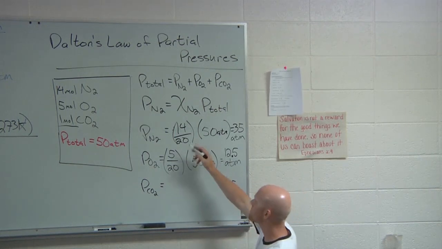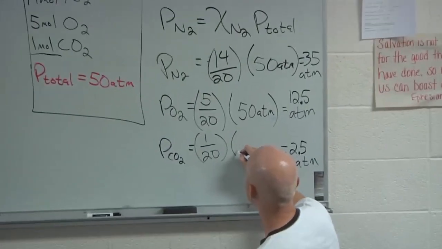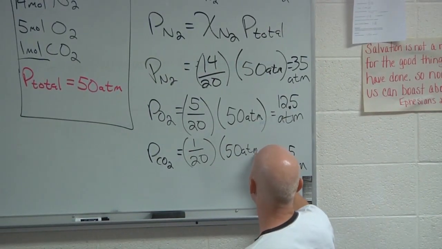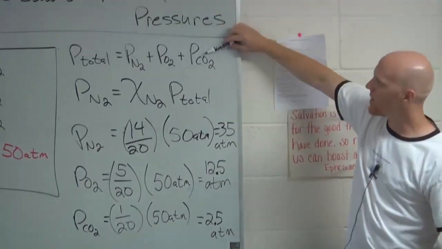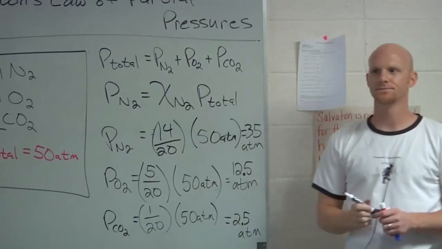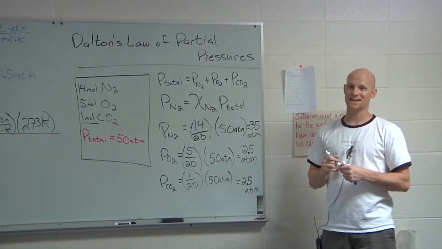Now, again, I could have gone through this process and said, yeah, it's 1 out of 20 for the mole fraction times the total pressure of 50 atmospheres. And I could still do that, but I didn't have to in this case because they all had to add up to a total of 50. Cool. That's all Dalton's law of partial pressures says.